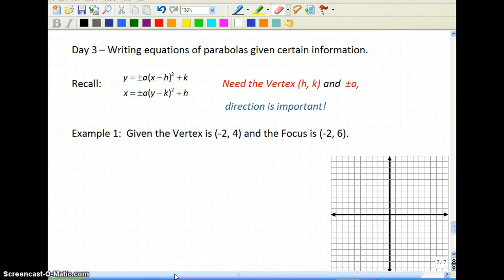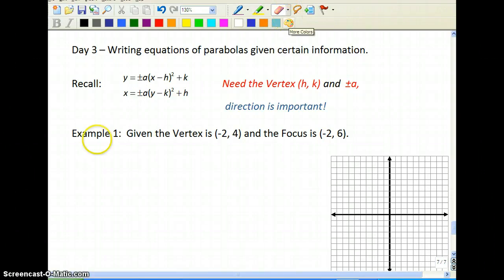Okay, today we're going to talk about writing equations of parabolas. Two types of equations: we have x equals equations and we have y equals equations. We need to make sure we know that the h is always with the x and the k is always with the y. That's going to help us when we're determining what direction the graph is going.